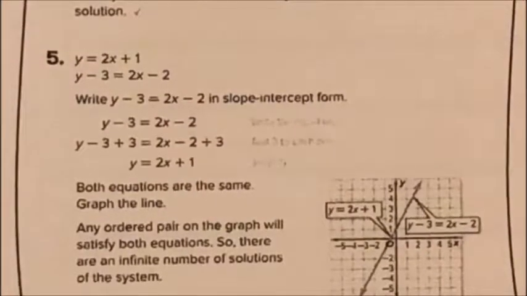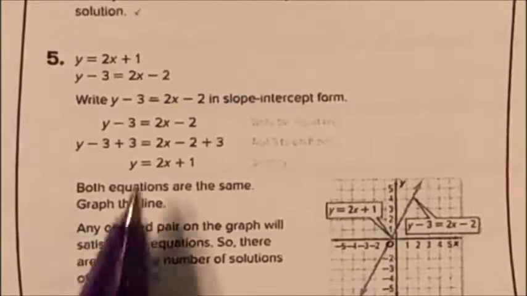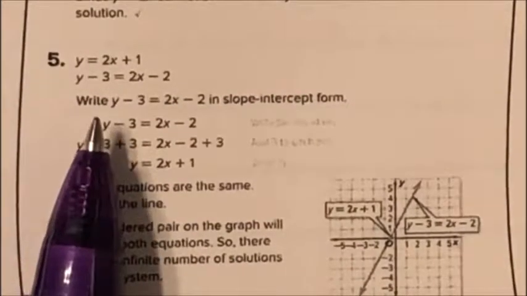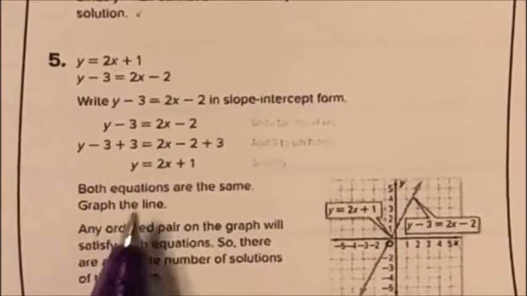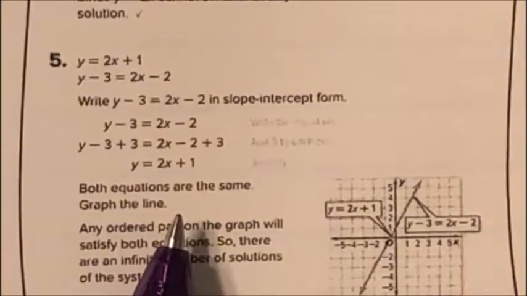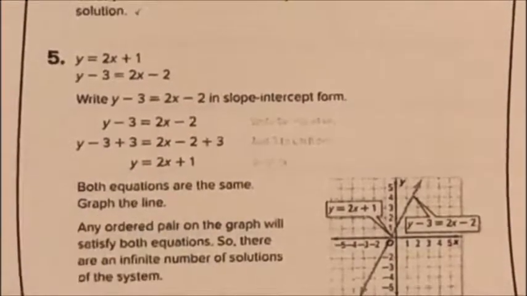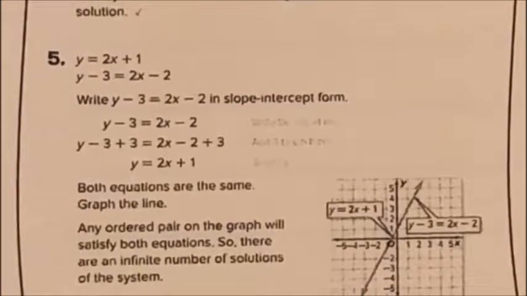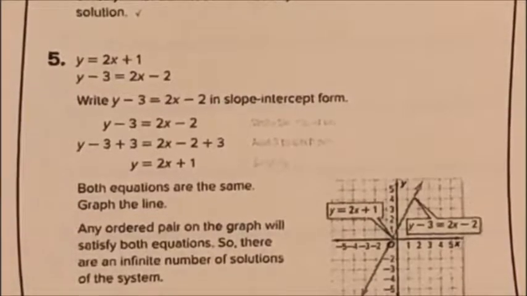Number 5. So look at this one. Okay. 5 says y equals 2x plus 1 and y minus 3 equals 2x minus 2. Okay. When I solve y minus 3 equals 2x minus 2, I get y equals 2x plus 1. So they're the same line. I'm going to graph them. They're the same line though. Okay. So that means there is an infinite number of solutions. Infinite number, because they're the exact same line. Okay.